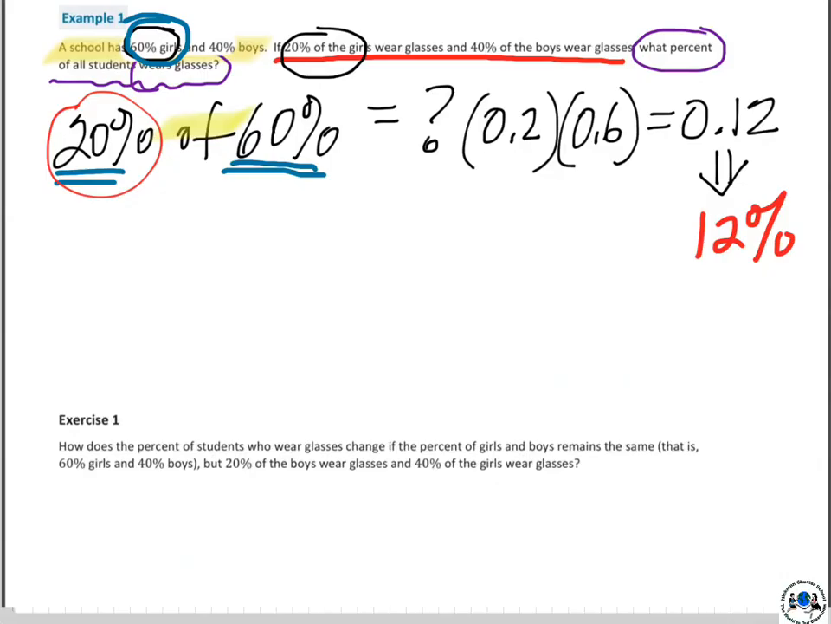We have the girls. Our girls represent 12%. 12% of the students in the school are going to wear glasses that are girls. Okay, so let's continue.